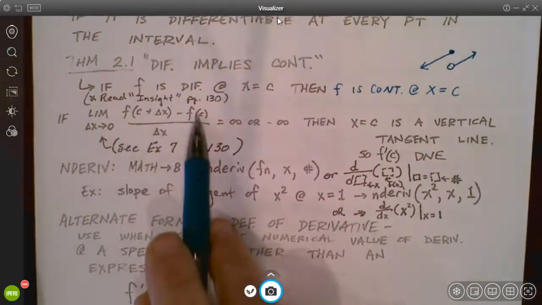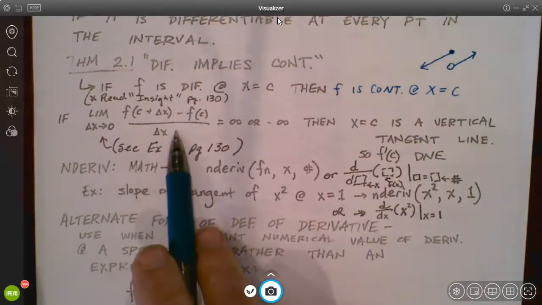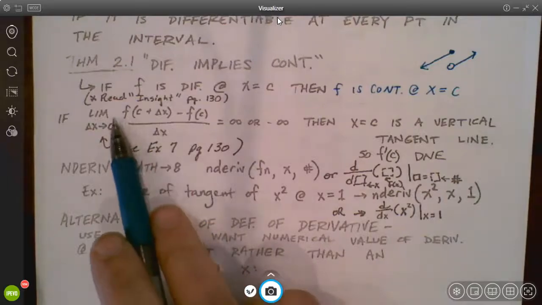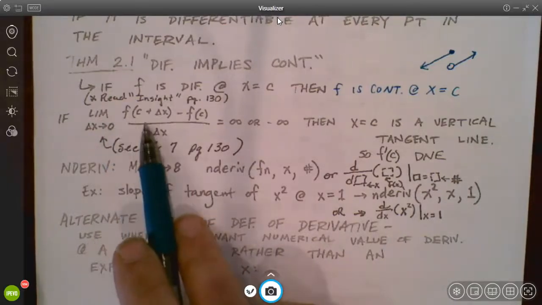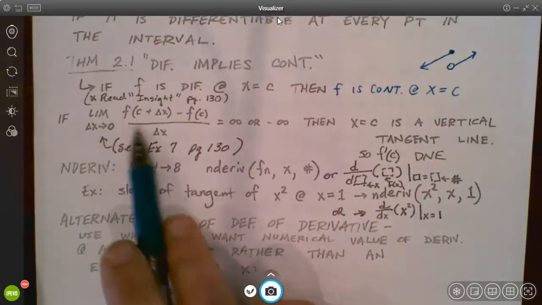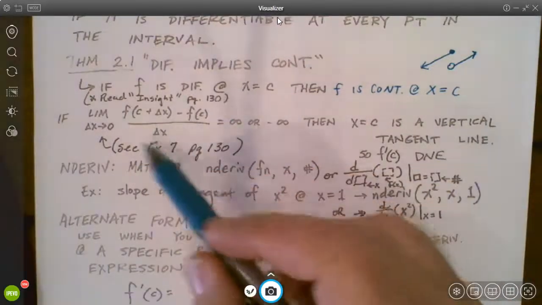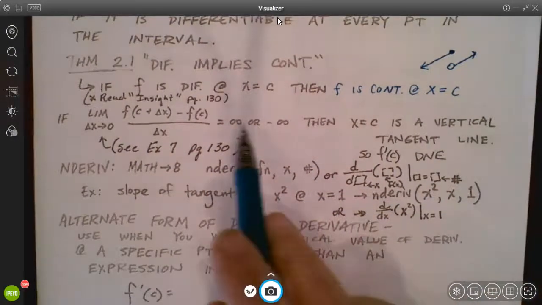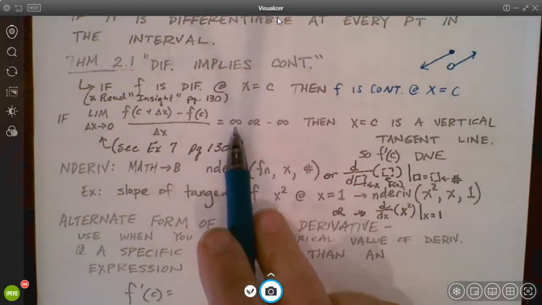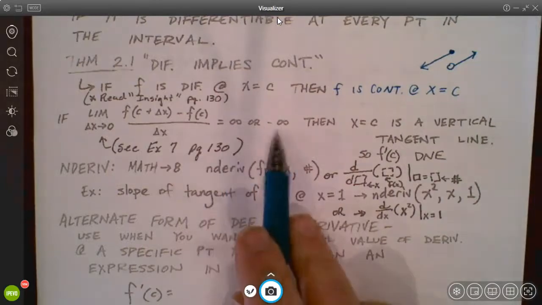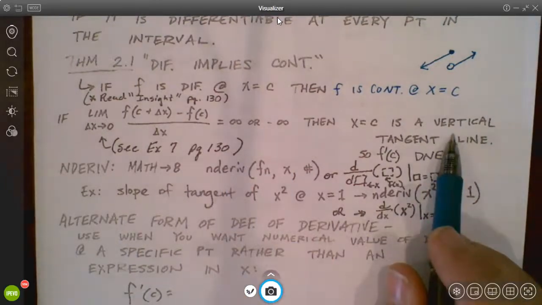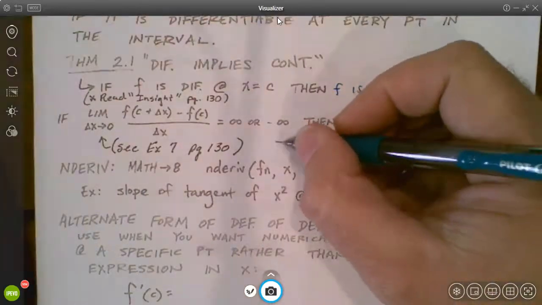Jumping on down to this one, so right here we have what we call our difference quotient. We've talked quite a bit about limits in the previous chapter, but consider the limit as delta x approaches 0 of any function within our difference quotient. If you are approaching positive infinity or negative infinity, then we know that we are approaching a vertical line at that point, right?